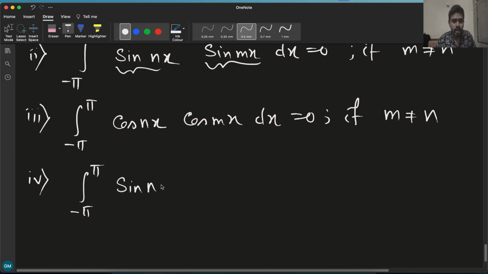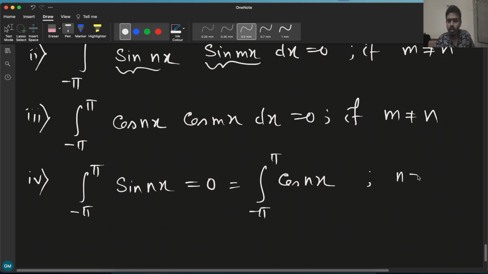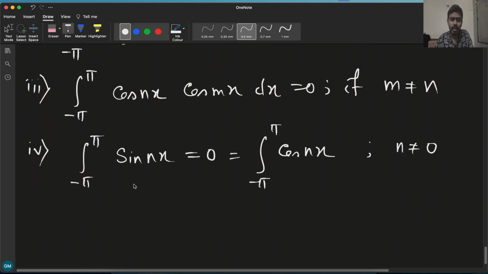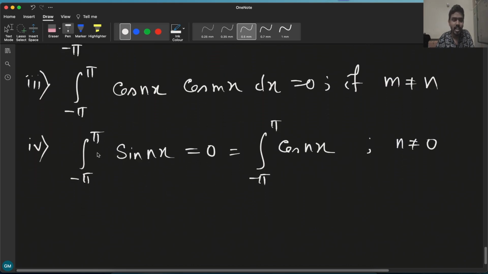And number 4, integral from minus pi to pi of sine nx equals 0, equals the integral from minus pi to pi of cos nx, assuming n is not equal to 0. So what will this prove? If there is nothing, it means there is 1 times sine nx, right? So it will prove that a constant function and a sine function sine nx, and a constant and cos nx, are orthogonal to each other in the interval of minus pi to pi.